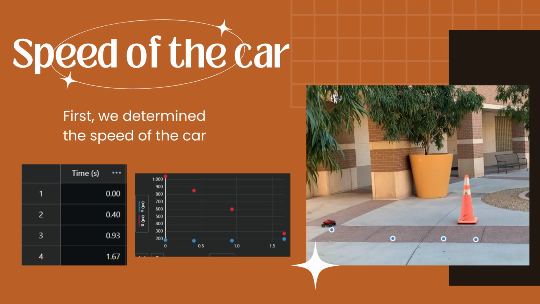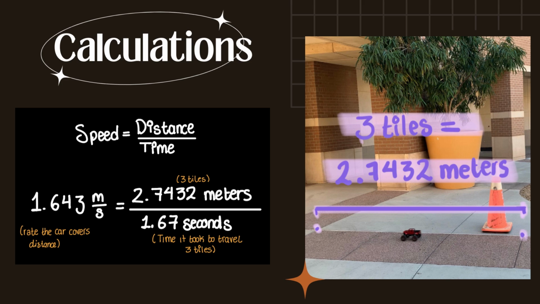First, we determined the speed of the remote control car. We recorded the car passing through the three tiles. For a constant speed, we allowed the car to speed up to its maximum before recording the time it took to pass the tiles. Then, using a video analysis system app, we determined the time was 1.67 seconds.